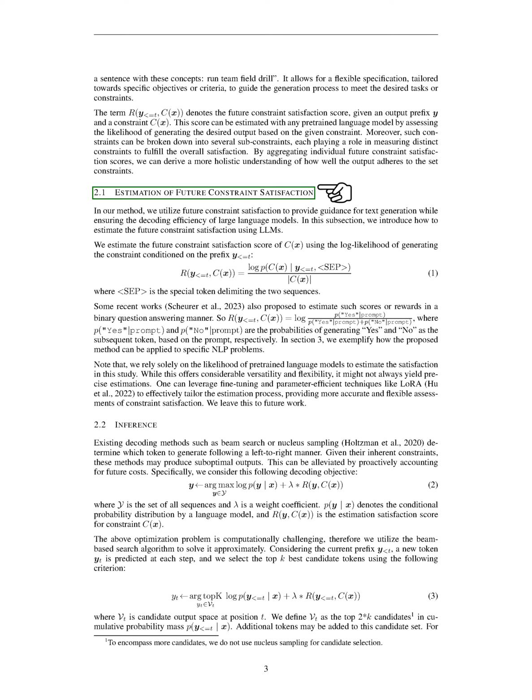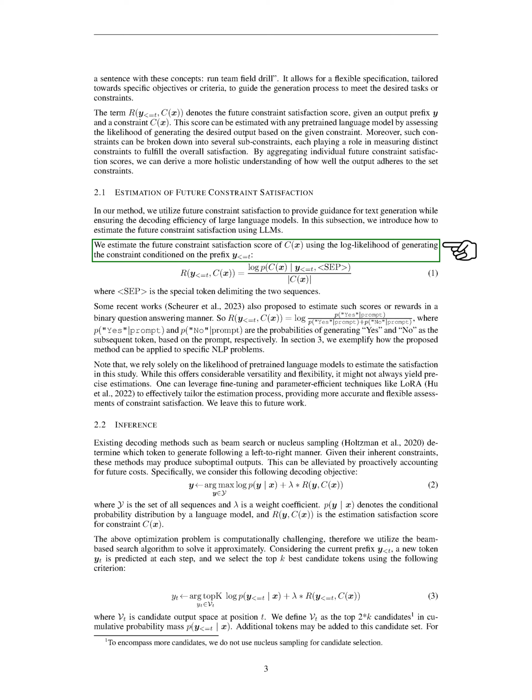Section 2.1 Estimation of future constraint satisfaction. In our approach, we use future constraint satisfaction to guide text generation while maintaining the decoding efficiency of large language models. This section explains how we estimate future constraint satisfaction with these models. We calculate the future constraint satisfaction score of c, x, by using the log likelihood of generating the constraint based on the prefix y_t. This is represented by the equation r(y_t, c, x) equals log p(c, x | y_t, sep, c, x), where sep is a special token that separates the two sequences.